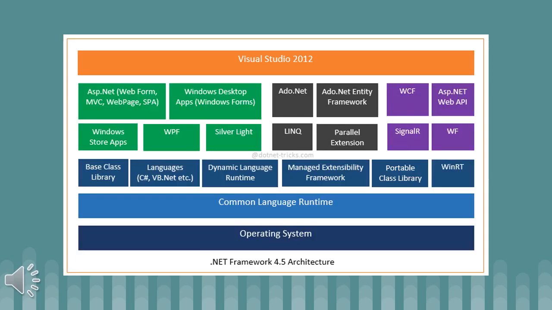Understanding .NET Framework 4.5 Architecture. .NET Framework is an integrated component of the Windows operating system that supports development and execution of next-generation applications, Windows Store apps and services. .NET Framework 4.5 at its core consists of Common Language Runtime, CLR, Dynamic Language Runtime, DLR, Base Class Library, BCL, Portable Class Library, Parallel Extension and WinRT.